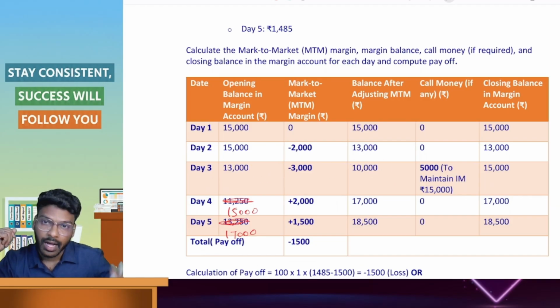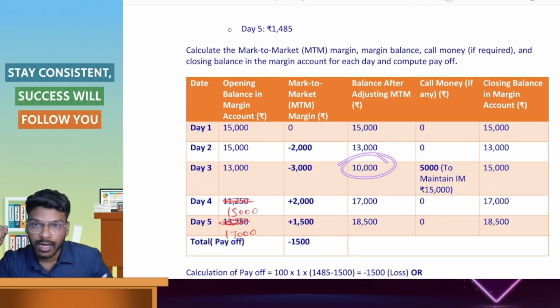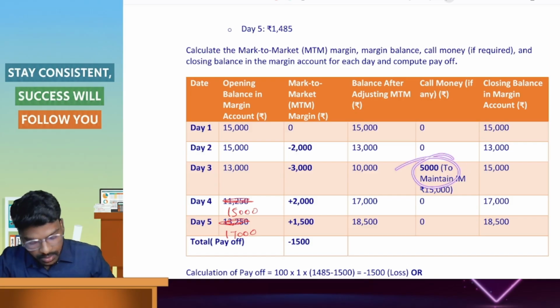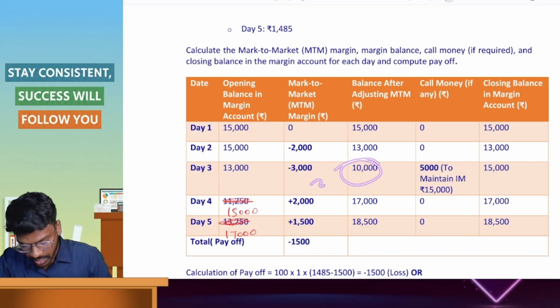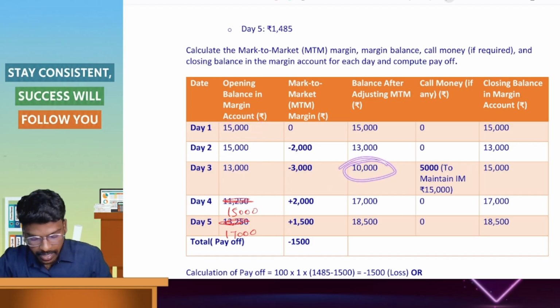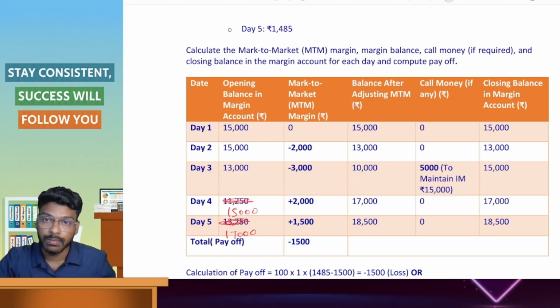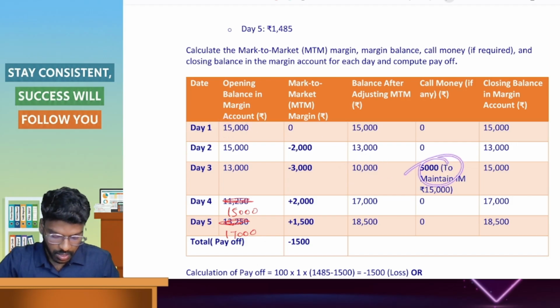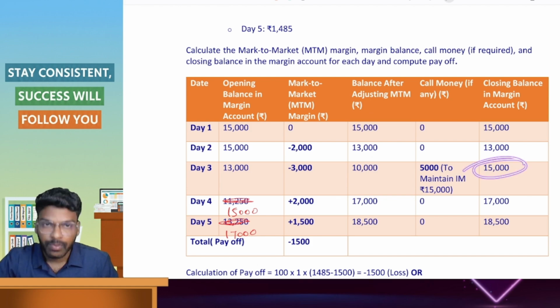What happened? I am not maintaining the maintenance margin. So my balance is below the maintenance margin. So I have to bring the money into my account up to my initial margin amount. Okay, that is 5,000 I have to bring. My initial margin is 15,000. 15,000 minus my balance after adjusting the mark to market, that is 15,000 minus 10,000, will give you 5,000. Then my balance becomes 15,000.